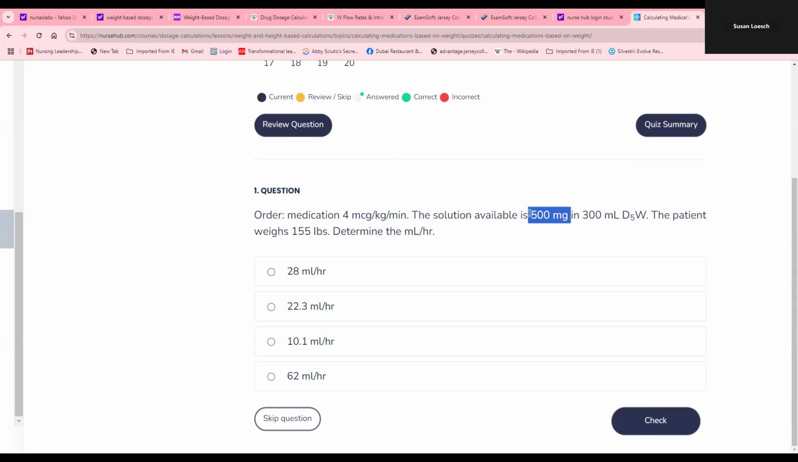16.9090. Okay, good. Now you're going to take that whole number and divide it by what you have on hand, which is 500, and it's times 500. And what did you get?